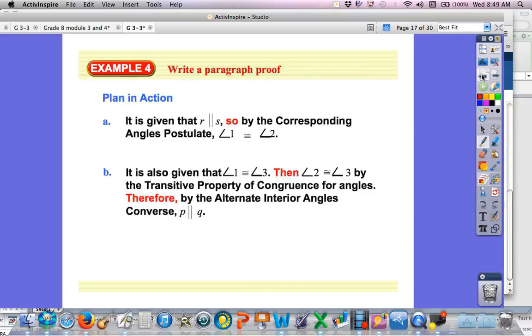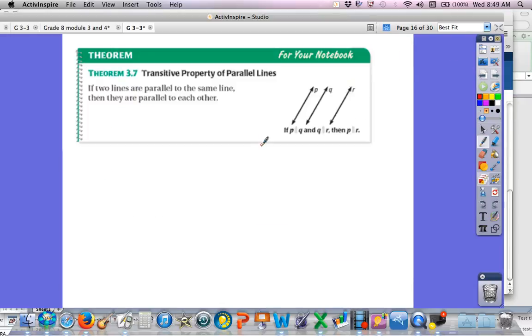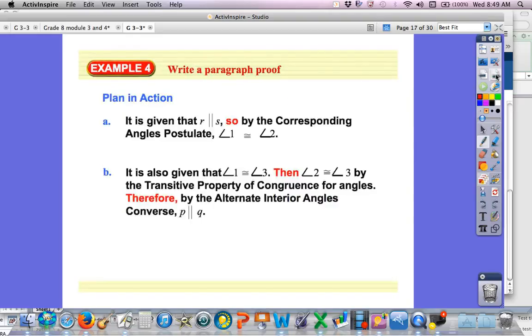Okay, transitive property of parallel lines. There's another theorem. It's the transitive property of parallel lines. It says if two lines are parallel to the same line, then they are parallel to each other. If P is parallel to Q and Q is parallel to R, then P is parallel to R. So it's transitive property. We're talking about parallel lines.